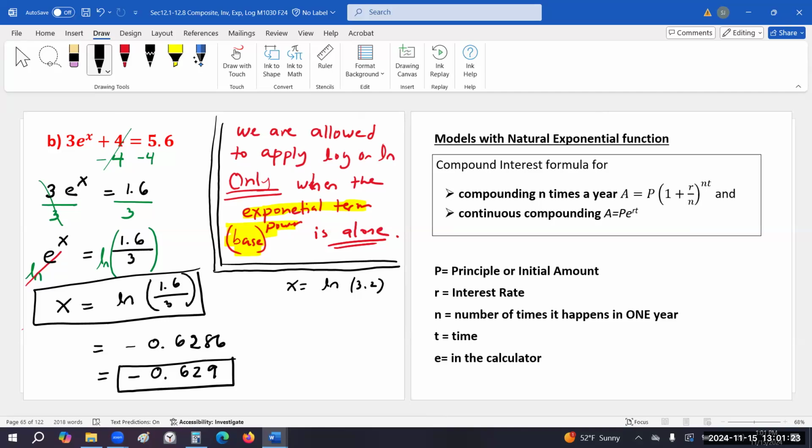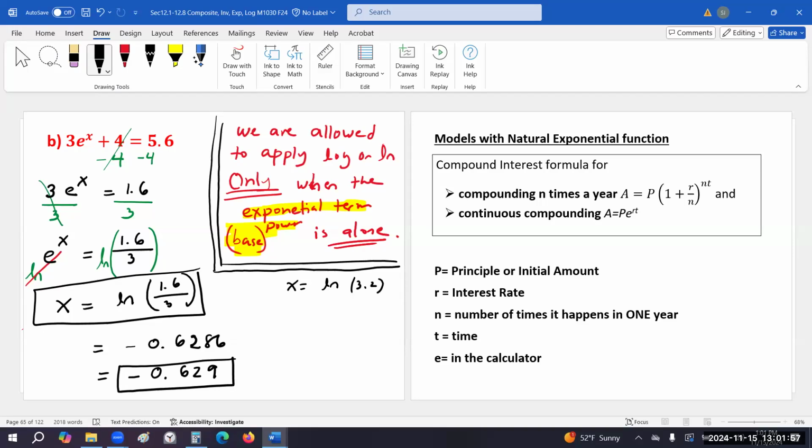Now comes real life application. When do we actually use them? Surprisingly, we actually use them a lot in our life. A lot. Especially if you work in the banking system. Banking system means you're investing money. So when you invest money, you go to the bank and tell them, well, I have some savings. I want to invest that so that eventually my money grows.